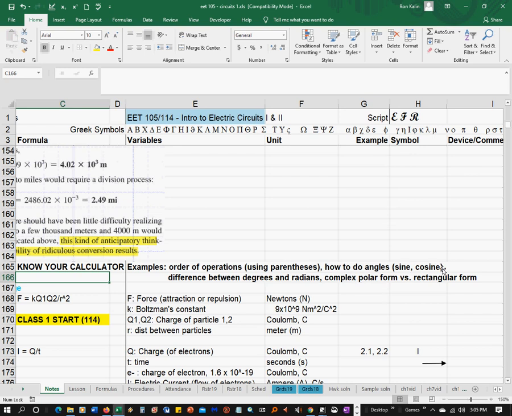How to do angles, sine and cosine, to convert back and forth between the sine of an angle and the angle itself. The difference between degrees and radians, and not really in this course, but in the next course, complex polar form versus rectangular form. That would be for complex numbers when we do AC circuits.